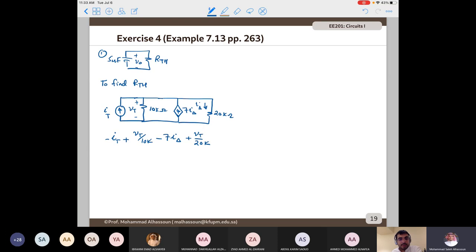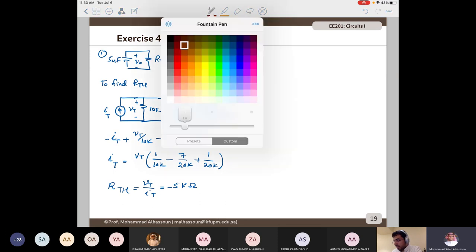The second equation, I need to find an equation that relates the dependent source to the node voltage. And clearly, i delta is actually v t divided by 20K, so I can easily substitute. That allows me to do the following substitution. So if I do the calculation, I will end up with the Thevenin resistance equal to negative 5 kilo ohm. Well, I'm seeing a negative Thevenin resistance. So let's see what impact that has in my response.